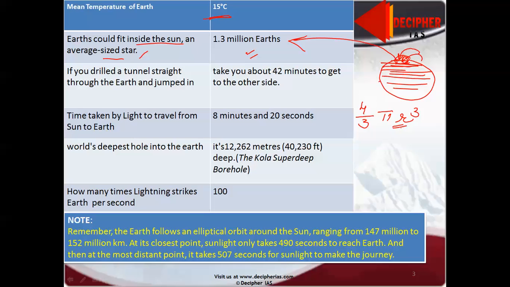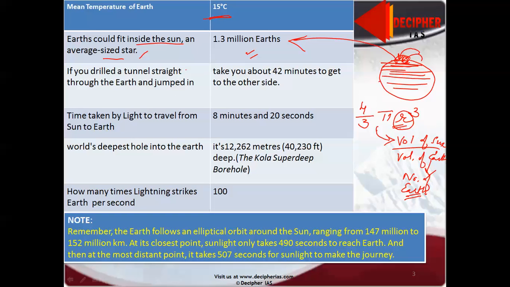Okay, so with this radius we will find the volume of the Sun. We will divide by the volume of Earth, so it will give us the number of Earths.